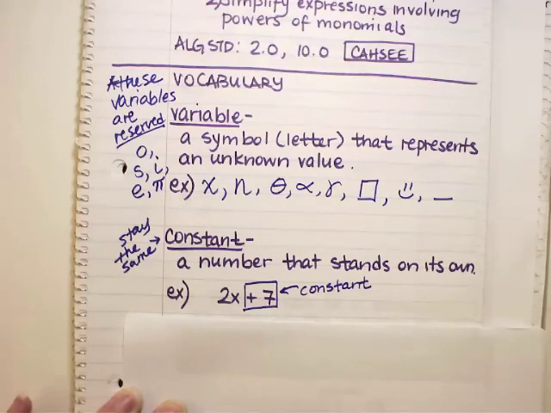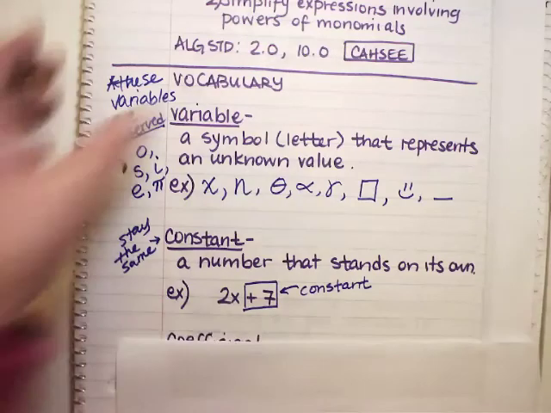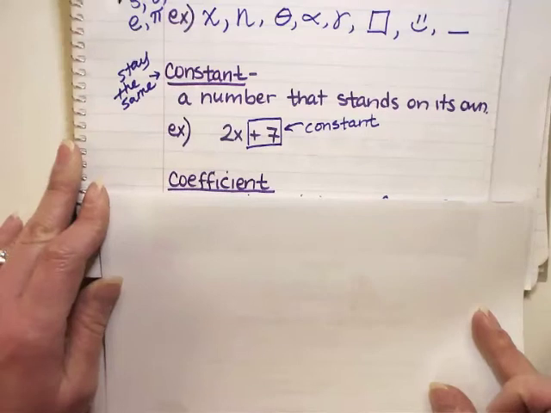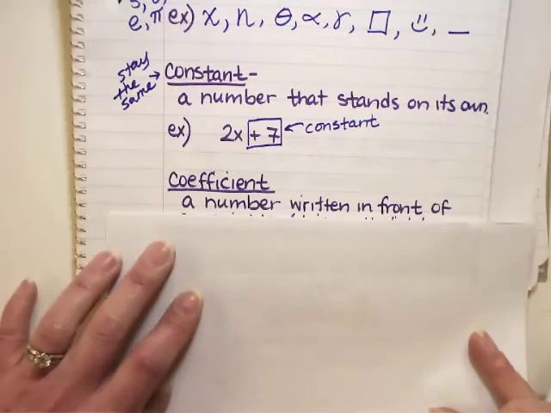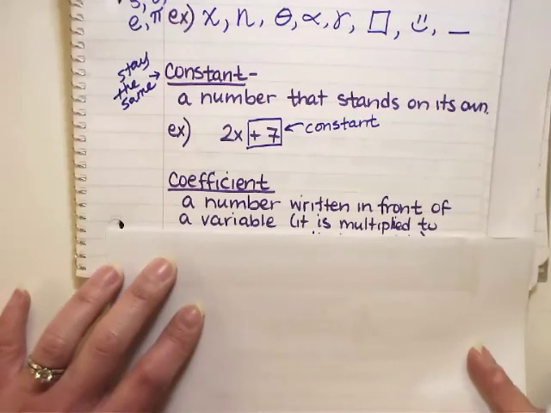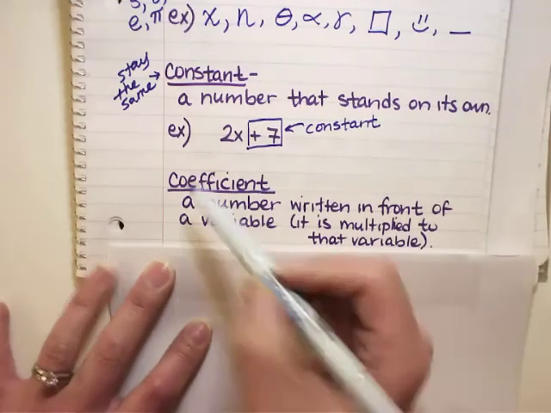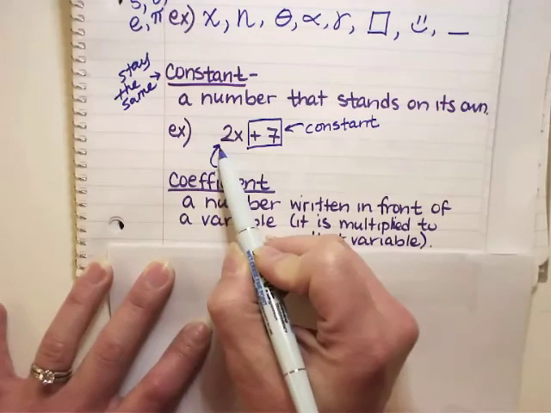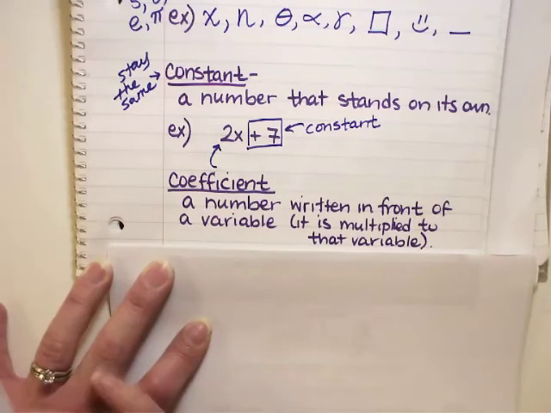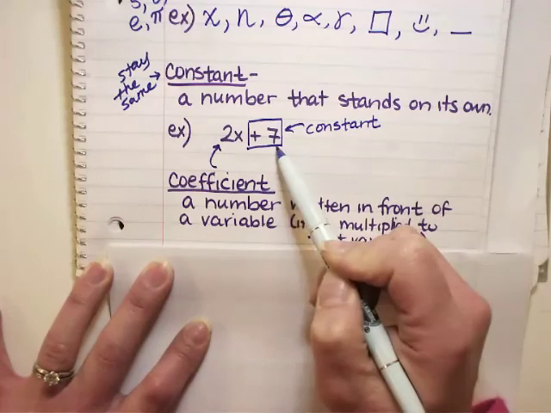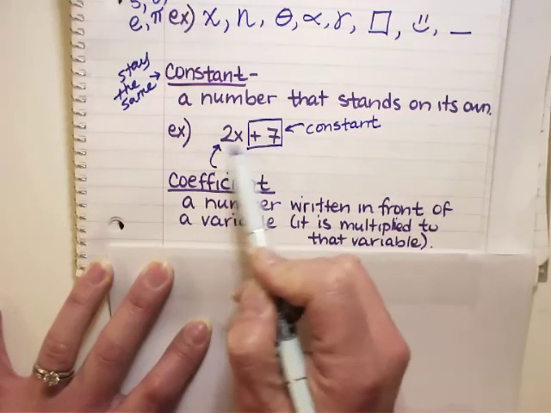Okay? Now, the 2 with the 2x is actually our next vocabulary term, which is coefficient. A coefficient is a number written in front of a variable. Basically, it is multiplied to that variable. So in this case, the 2 in front is called a coefficient, not a constant. Constant is by itself. Coefficient is in front of the variable.